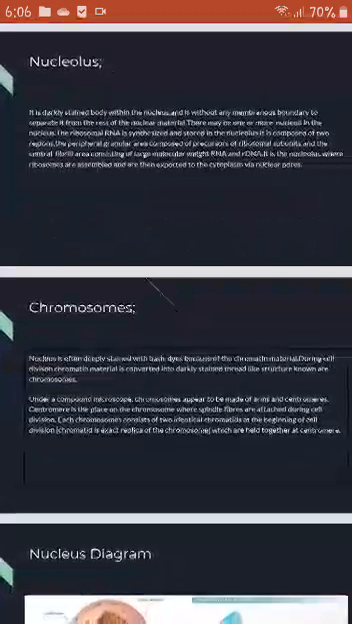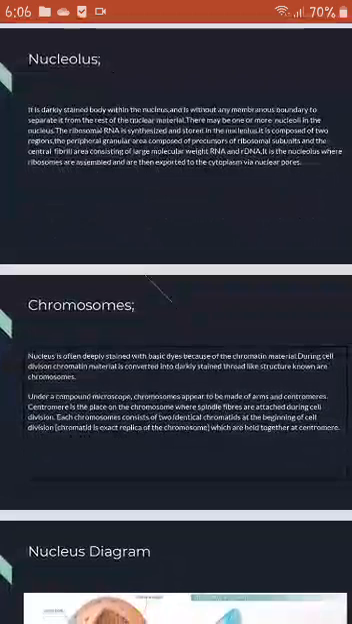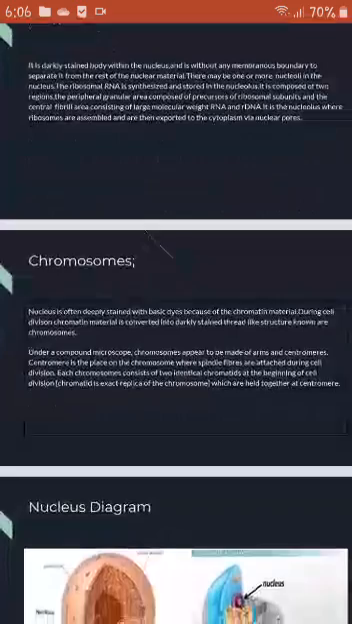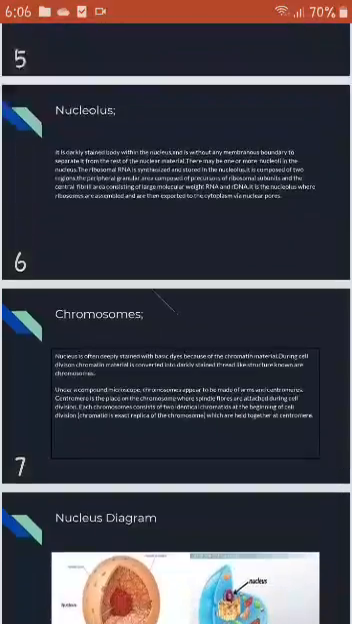Each chromosome consists of two identical chromatids at the beginning of cell division, which are held together at the centromere. So that was the nucleus.